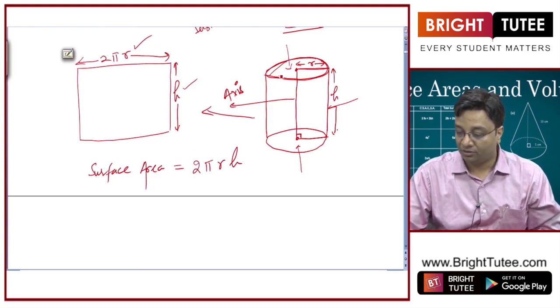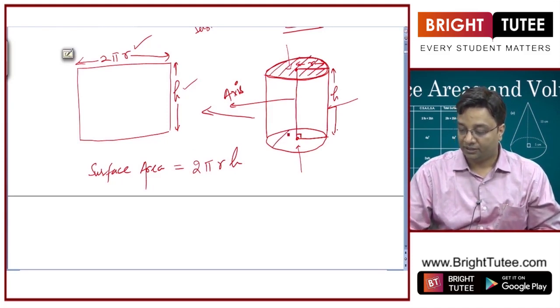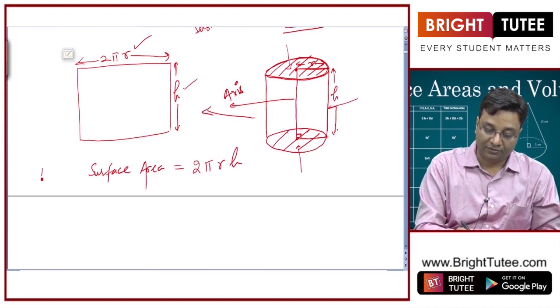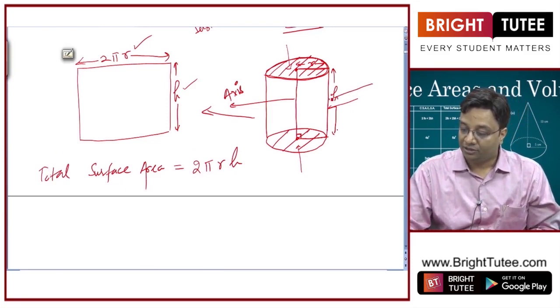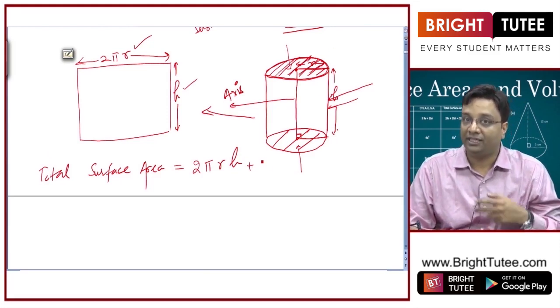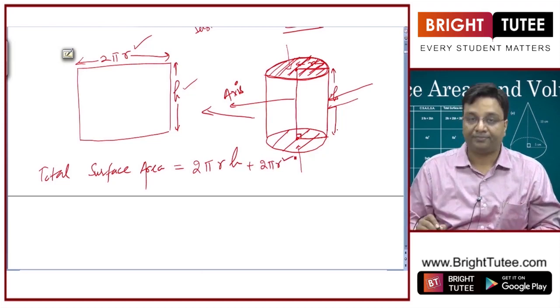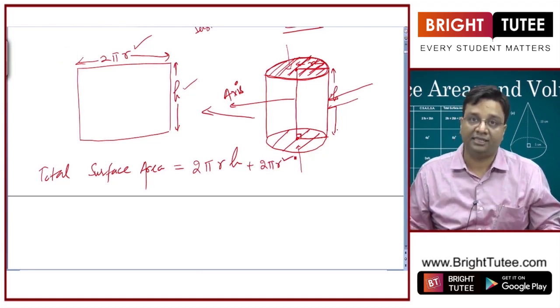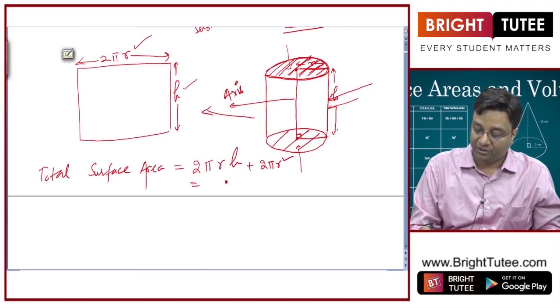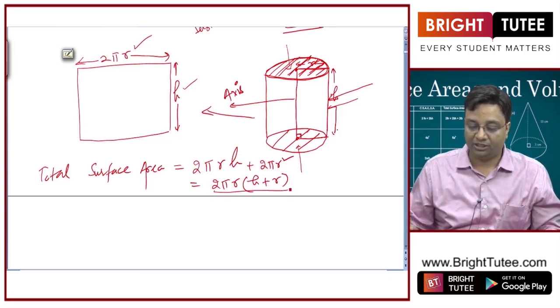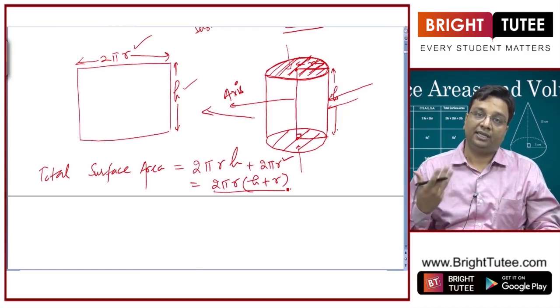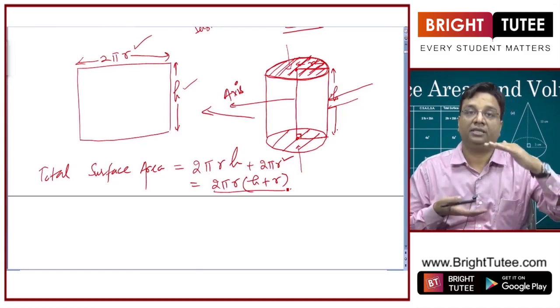If this is also solid, then the total surface area will be this 2 pi R H plus these two surfaces. These two surfaces are pi r square each, so 2 pi r square you have to add, right? This is all we have studied in class 9th. So then you can take common 2 pi r, from here H will remain inside, from here R will be inside. So this is the formula for total surface area of a cylinder, where top and bottom are there.